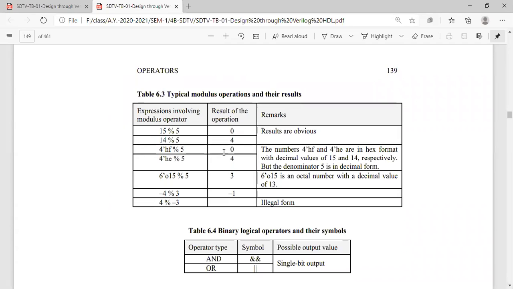So you can see here. What's the meaning of this percentage? 15 percentage 5 means it has to take the result of the operation. The result of the operation is 0, right? That means it is taking only the remainder. 15 percentage 5 means it is taking the remainder as 0.